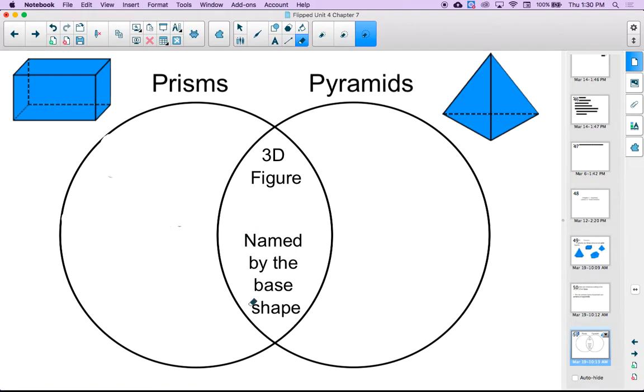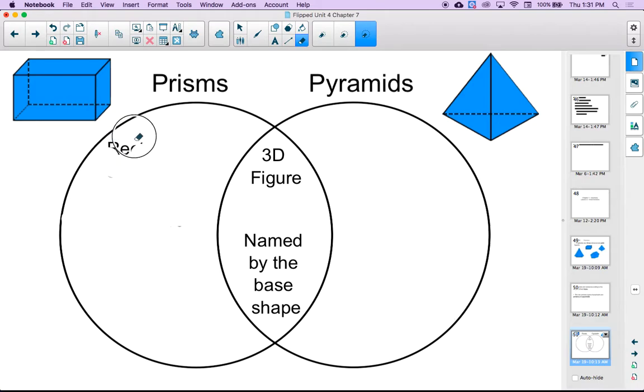Now, this, like I said, very important note here. Base does not mean bottom, and that's what a lot of students tend to think. Base does not mean bottom. In a prism, the bases are the two congruent shapes that are parallel from each other, and they are kind of connecting all the sides together. In pyramids, the base is across from that point that your pyramid will come to. So base does not necessarily mean bottom. Please make that note in your notes.